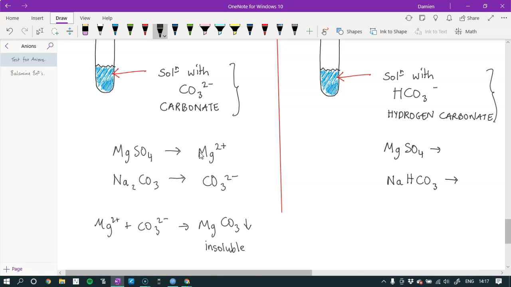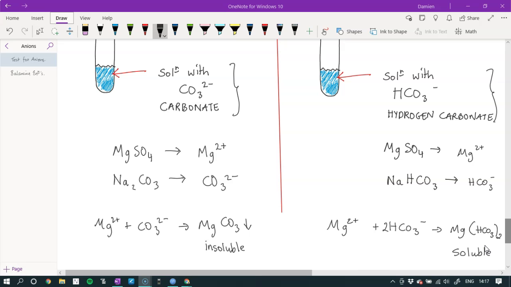On the other side, again, you're producing Mg2+ ions, and you're producing HCO3- ions, which is the ion for that. When these two react, it's going to be Mg2+ plus HCO3-. Now this will have to be 2 HCO3- in order to produce Mg(HCO3)2 when you balance the equation. And this substance is soluble.